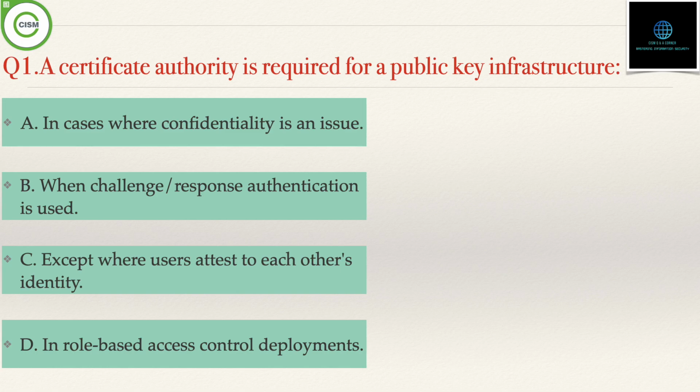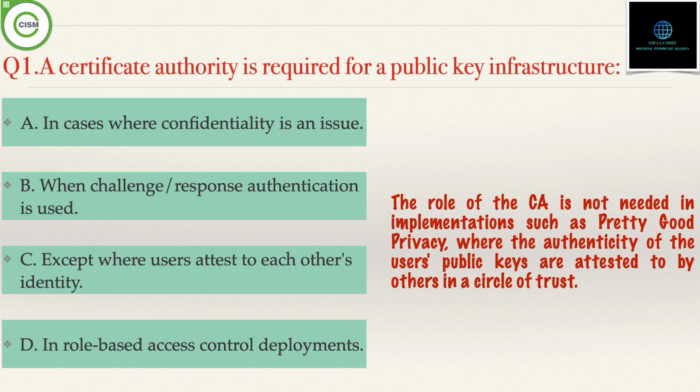Friends, the correct answer is option C, that is except where users attest to each other's identity, because the role of a certificate authority is not needed in implementations such as Pretty Good Privacy, where the authentication of the user's public key is attested to by others in a circle of trust, right? Let's discuss the other options which are incorrect.